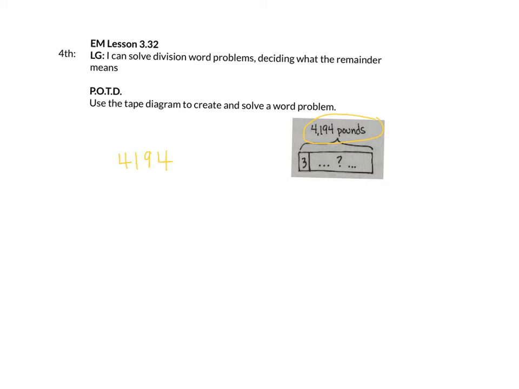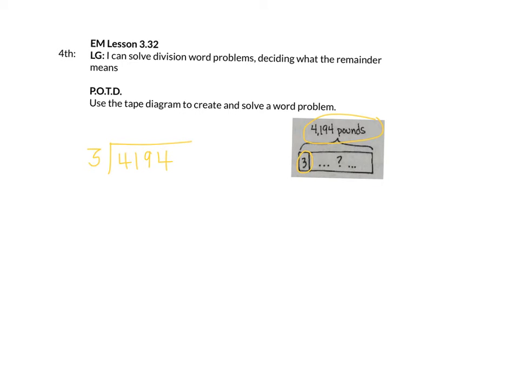What else do we know about this tape diagram? What are some other facts? Swarnima? There's 3 in one group, which means we're going to be dividing by 3, right? So what kind of problem is this? Grouping or sharing? Everyone? Grouping. We know exactly how many are in each group, but we don't know how many groups there are. That's what we're trying to figure out.